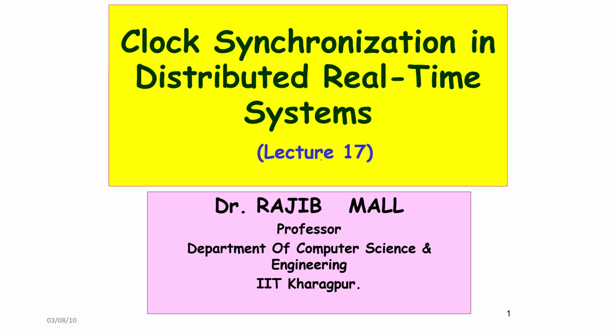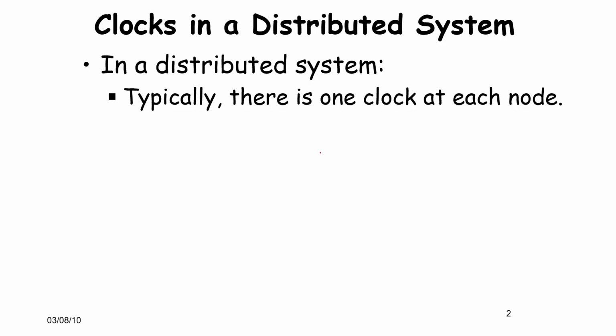Welcome to lecture 17. In this lecture, we will look at clock synchronization in distributed real-time systems. In a distributed system, we have different clocks at each node. That is why synchronization between them becomes difficult. And given that real-time systems are tied to the value of the clock that gets real time, not logical time, clock synchronization is even more important.